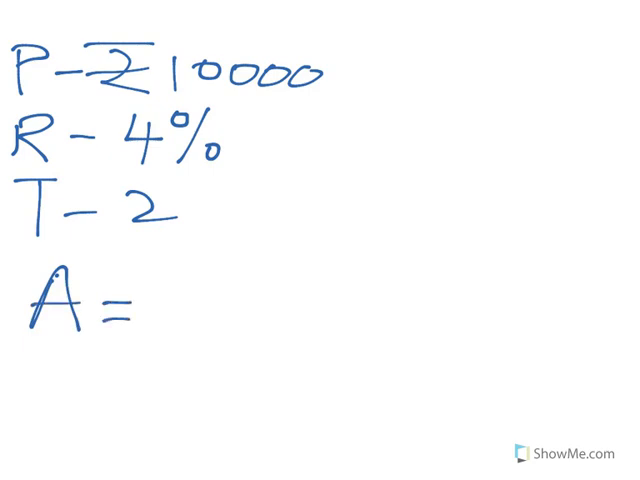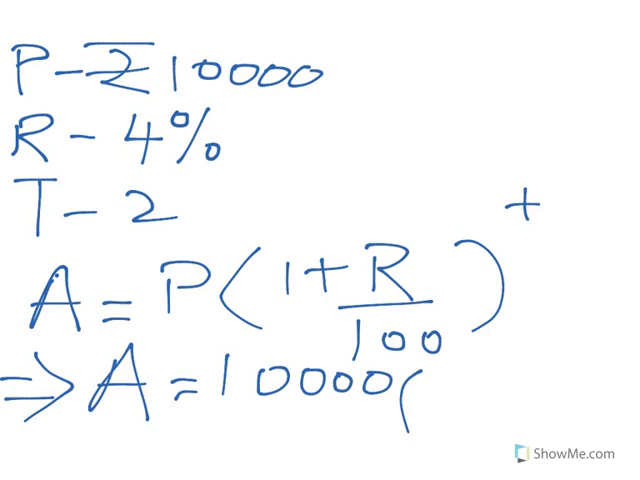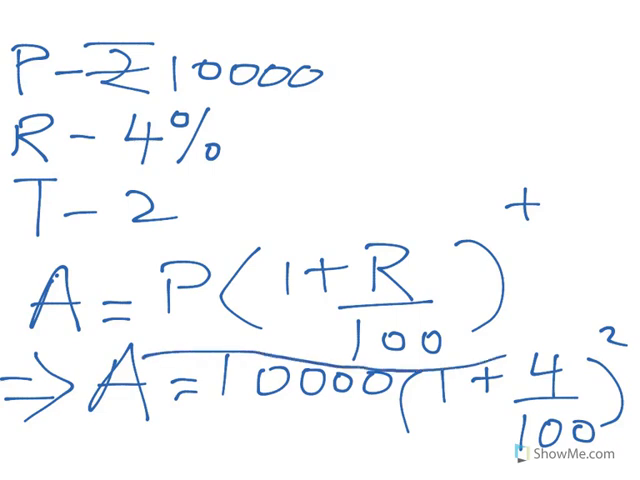The amount is going to be P(1 + R/100)^T, so the amount is going to be equal to 10,000 (1 + 4/100)^2. Always remember to make sure that you're writing whichever formula you're going to use for the question, and in most cases it's just going to be this. So always remember to write whichever formula it is.